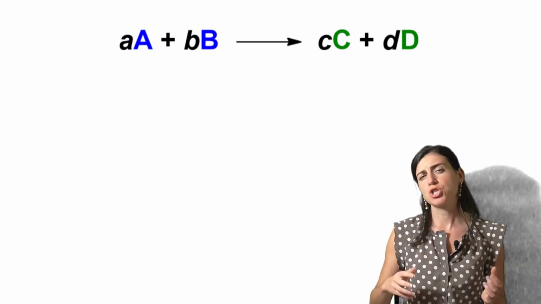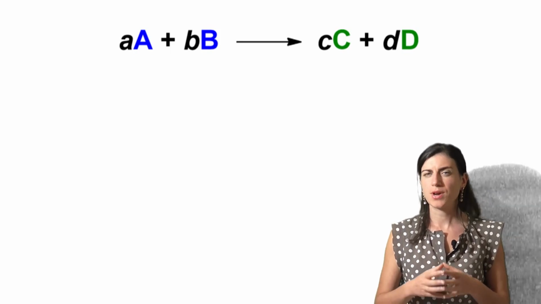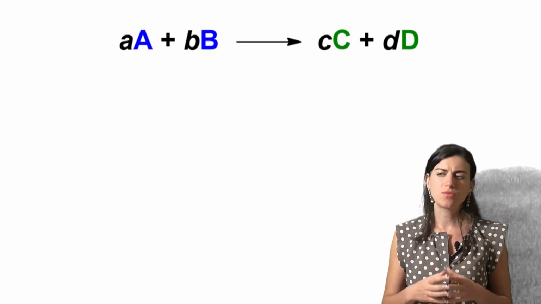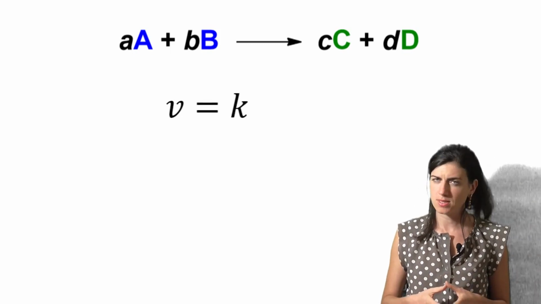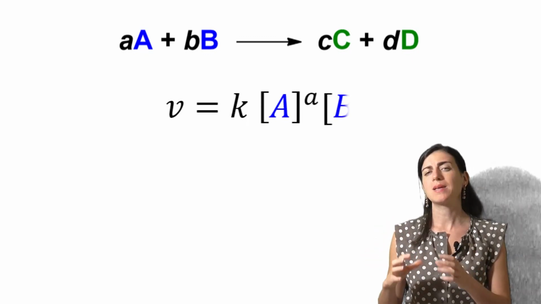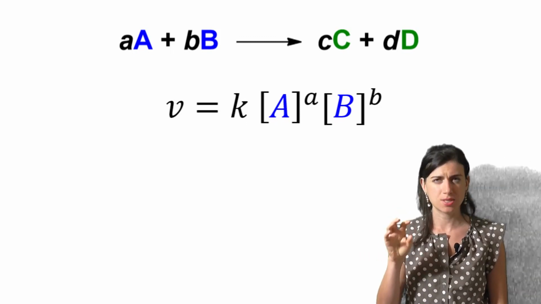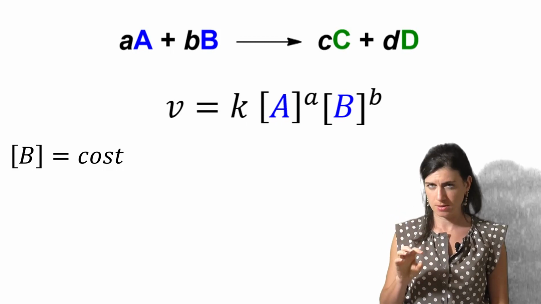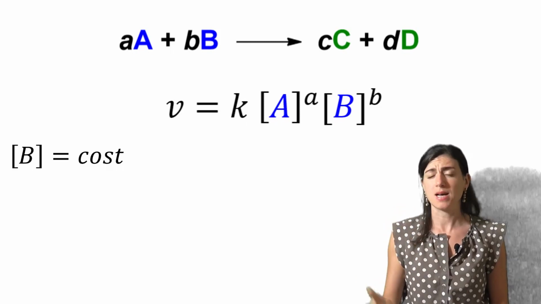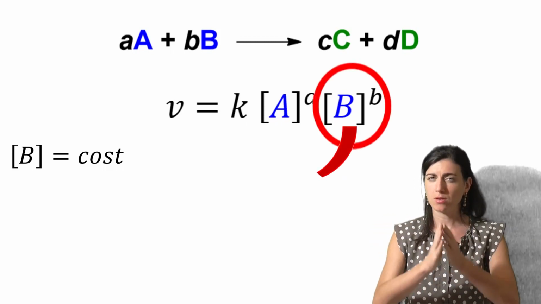So let's take a generic equation as example. Let's take the generic equation A plus B, which turns into C plus D. So let's suppose that for this reaction we have the kinetic law, which is V equal K, the kinetic constant, multiplied by the concentration of A to the a power multiplied by B to the b power. Now, if we keep the concentration of B constant for all of our experiments, we can say that the concentration of B is actually constant. And so we can take the concentration of B and put together with the constant K.